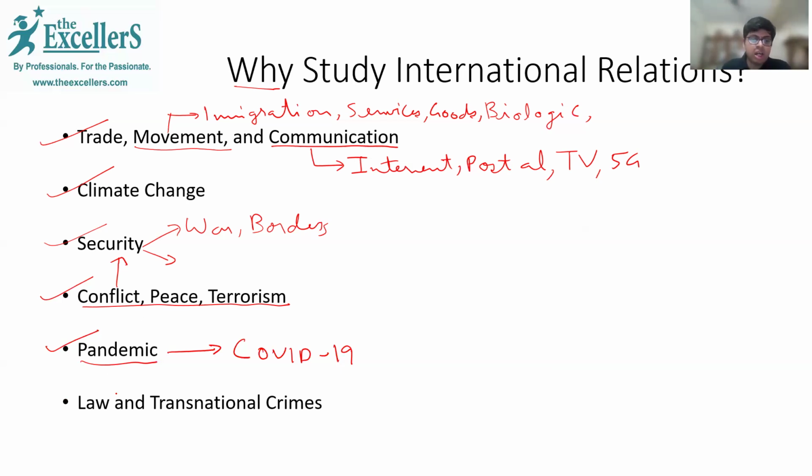Lastly, law and transnational crimes, which are very important for your CLAT as well as your legal career. That is international law. International law is what? Law between different countries that governs trade, that governs movement of people, that looks into law of war, human rights. All those things are international law. Those affect us day to day. And also transnational crimes like smuggling, that includes drug trafficking, even things like narco terrorism, cyber terrorism, all those new age threats that we see today.